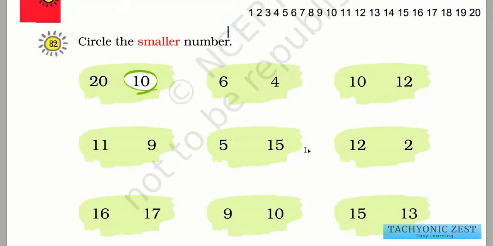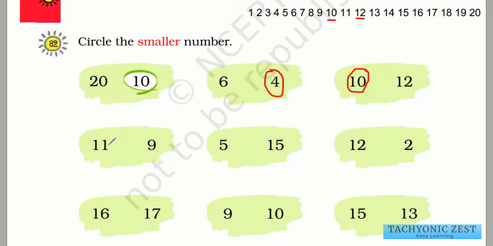Let us see, out of 6 and 4, which is the smaller number? Let us see which number comes before. Let us count 1, 2, 3, 4, 5, 6. So 4 comes before 6, so the answer here is 4. The smaller number is 4. Next is 10 and 12. If we count 1, 2, 3, 4, 5, 6, 7, 8, 9, 10, 11, 12, what comes before, 10 or 12? Yes, 10 comes before 12. So 10 is the smaller number.